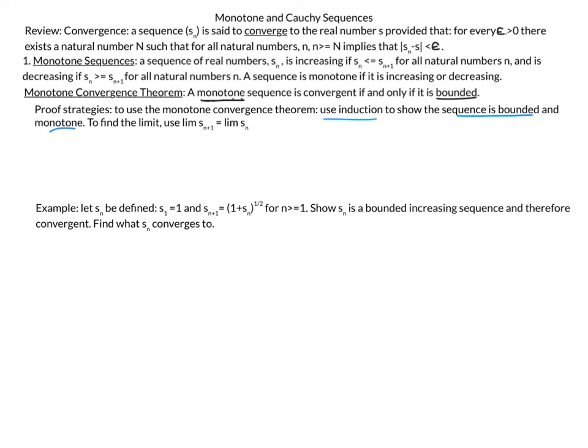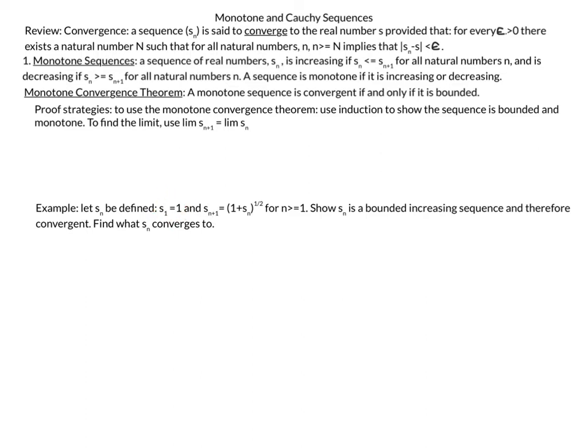Next, before we do examples of proofs using the monotone convergence theorem, I'm going to tell you the proof strategy: you want to show your sequence is monotone and then bounded. And if it's monotone and bounded, you can say it's convergent. To show that a sequence is monotone increasing or decreasing, and that it's bounded, often you're going to have, like in this example, a sequence where S1 is defined and then S(n+1) is defined. So this is kind of a recursive definition. In other words, subsequent Sn's depend on the previous Sn's.